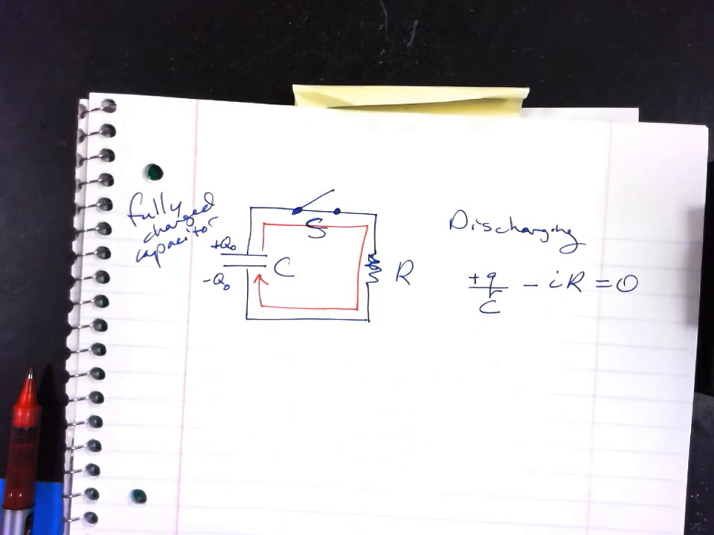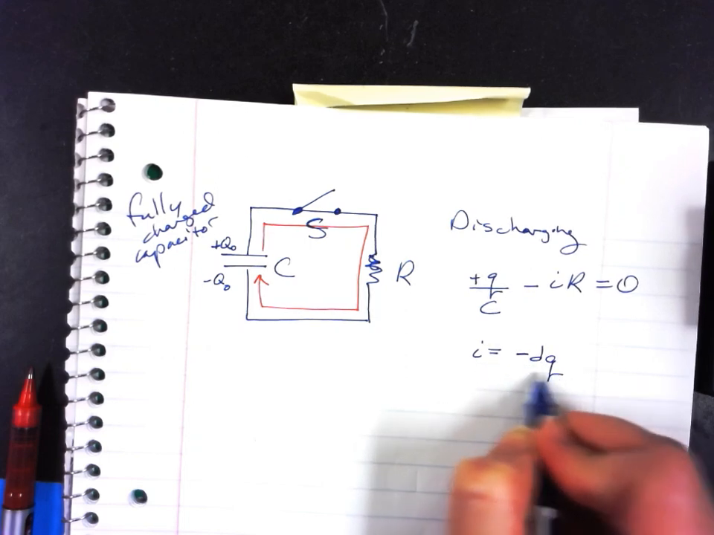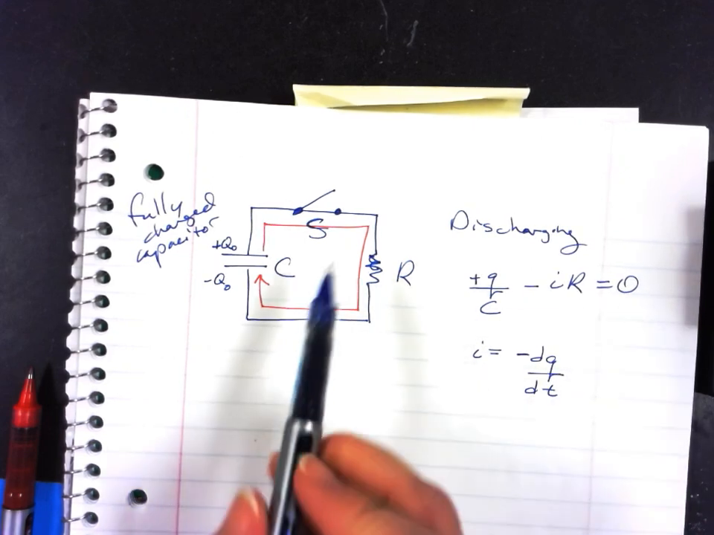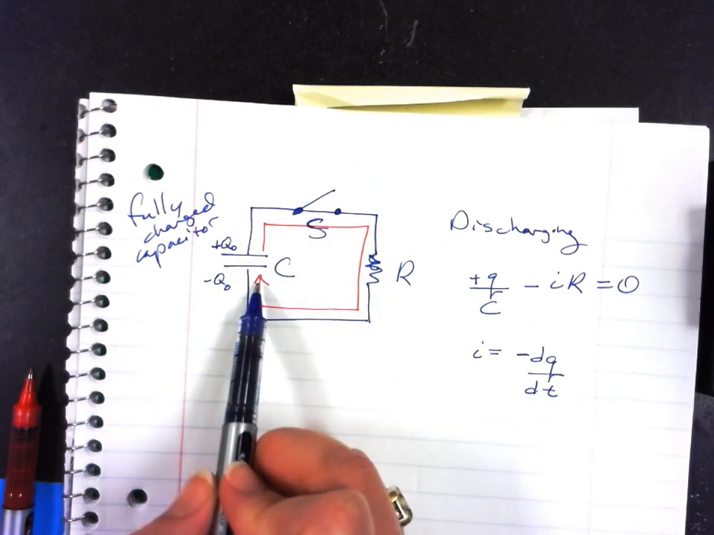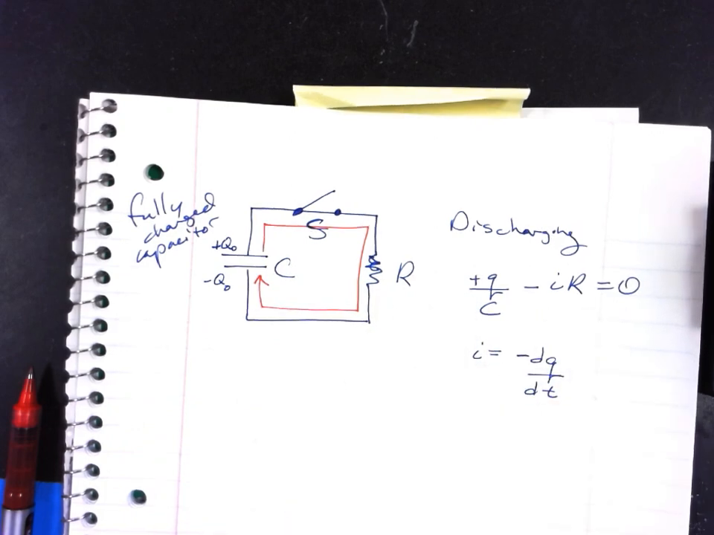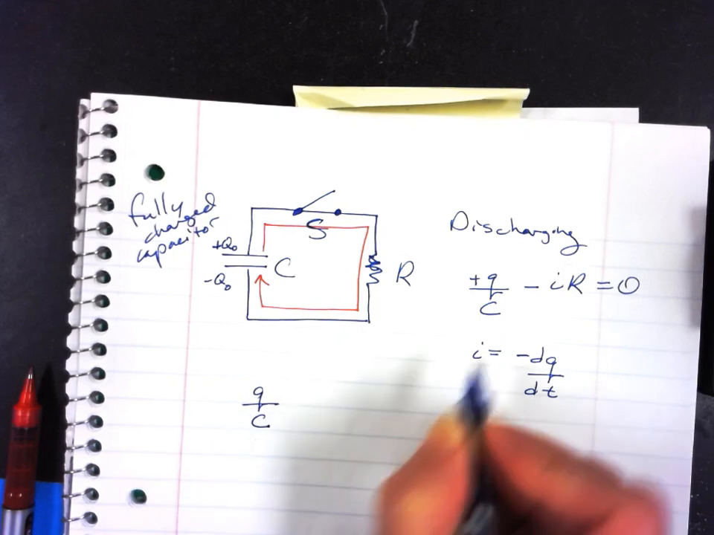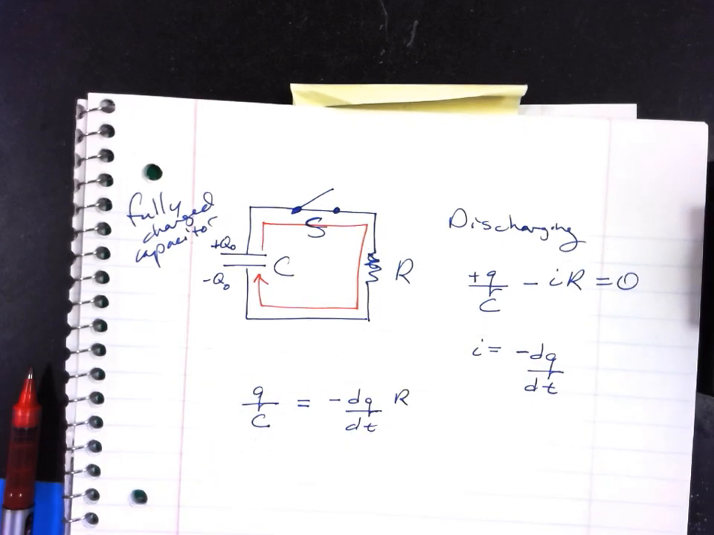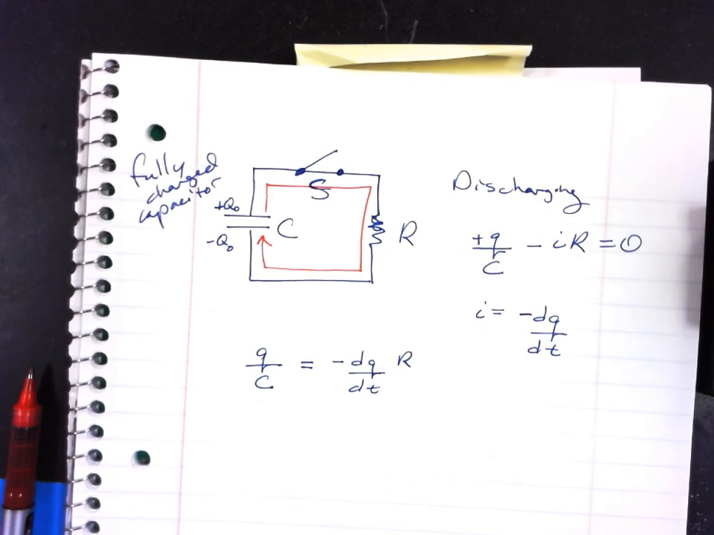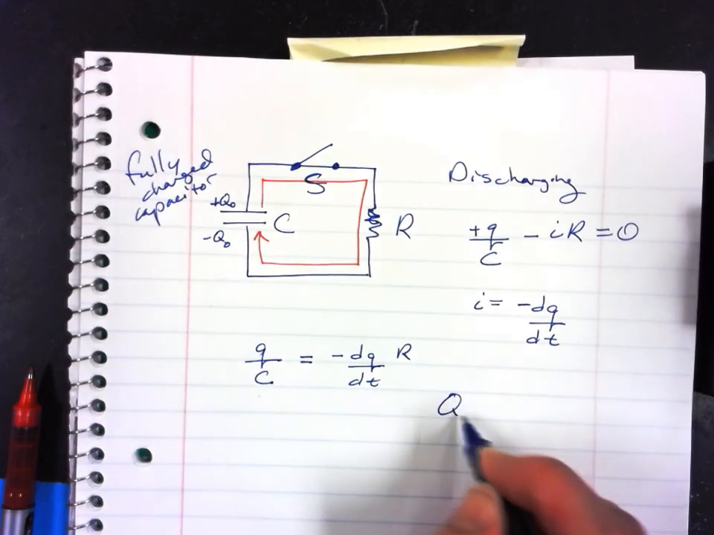The math here is actually slightly simpler. In this case, the current is the negative rate of change of charge, because as the charge is decreasing, the current's going this direction. That's why we have to introduce the negative sign to make this work. So we end up with a differential equation that looks like Q over C equals negative dQ/dt times R. We do the math again, and I'm not going to go through it again. It's only slightly different, and we end up with these two equations.